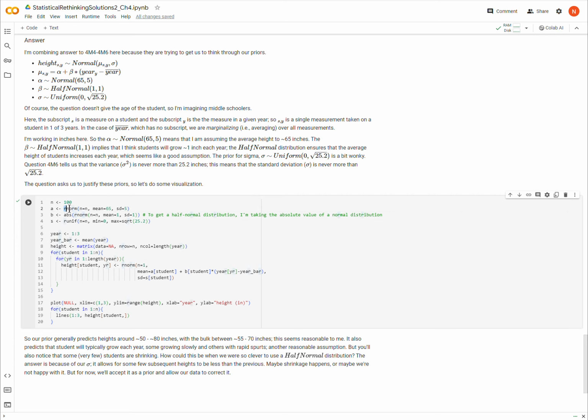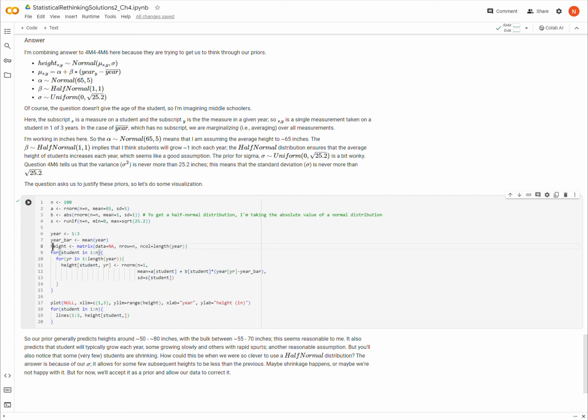So also notice that I'm using the R norm functions here and the R uniform because I'm randomly generating samples here. Okay, and then for my standard deviation, sigma, I'm using again a uniform distribution between 0 and square root of 25.2. Okay. So now my model uses these terms, year. And so I need to define those here in my model. And now I need to actually generate some values for height.